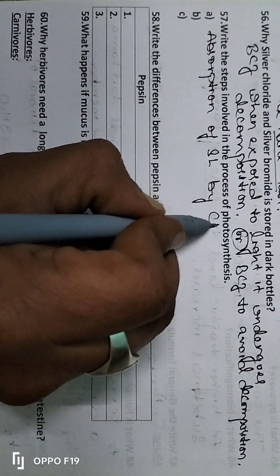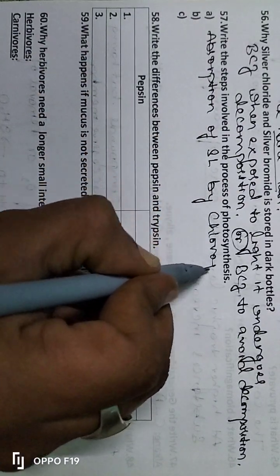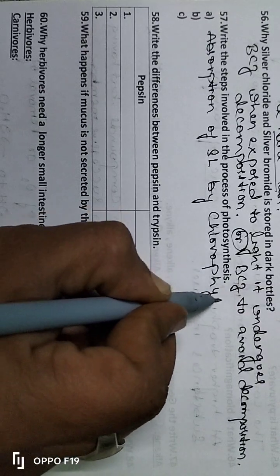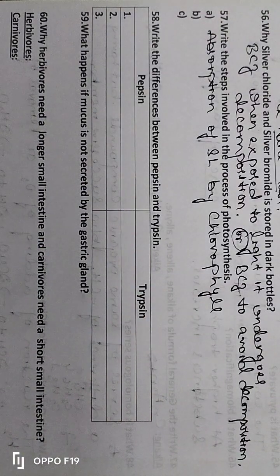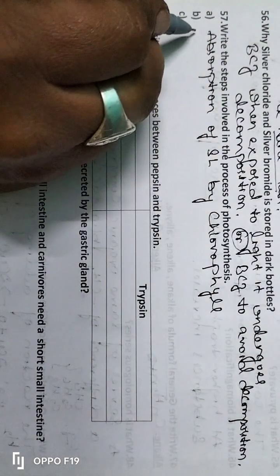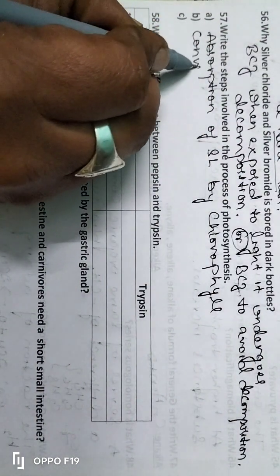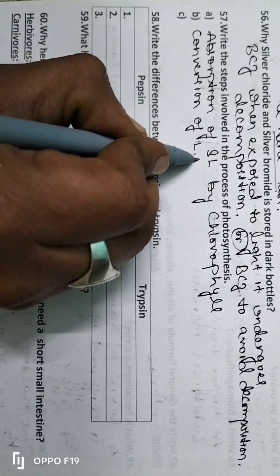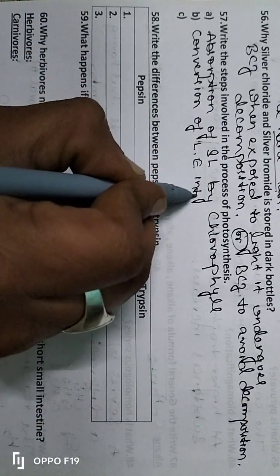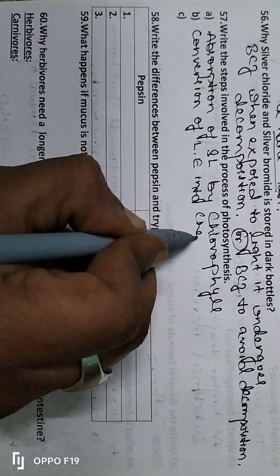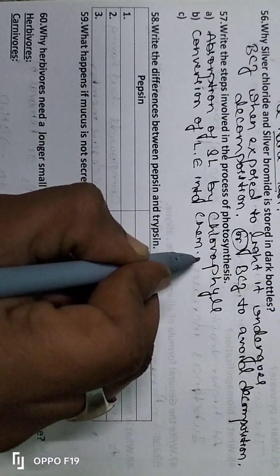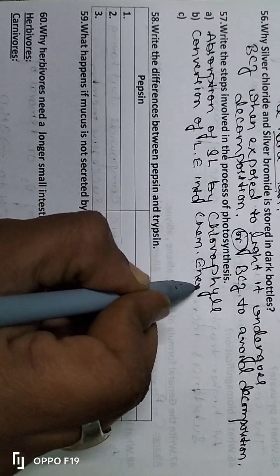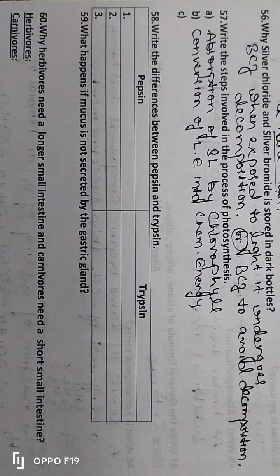That means absorption of sunlight by chlorophyll. So absorption of sunlight by chlorophyll is the first step. Then the second step is conversion of light energy into chemical energy.